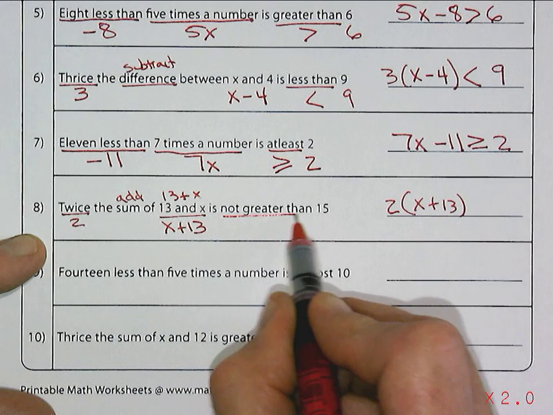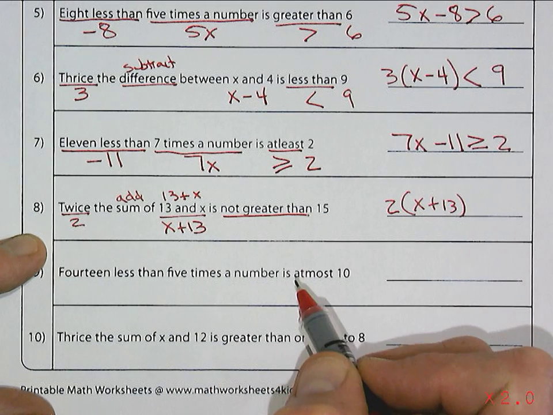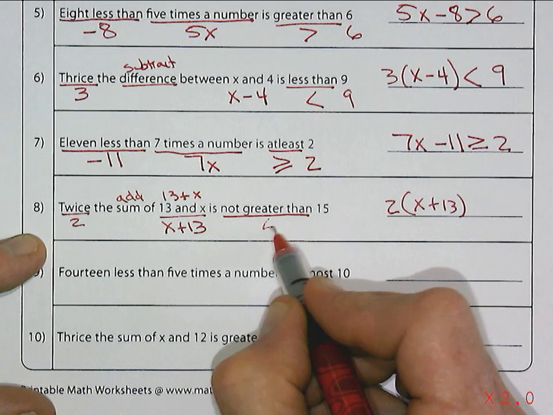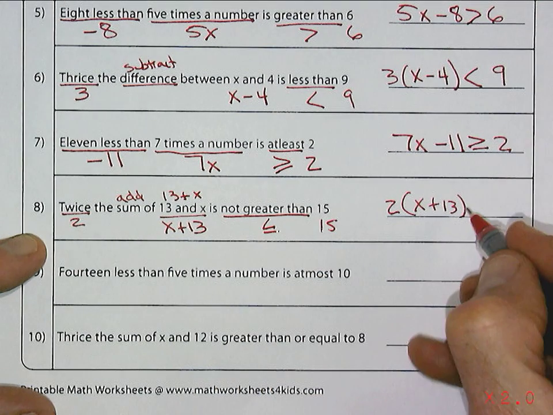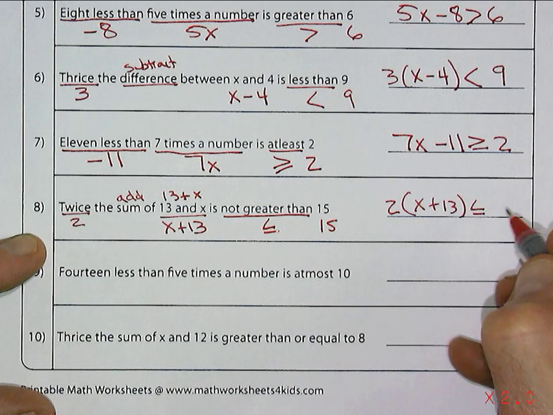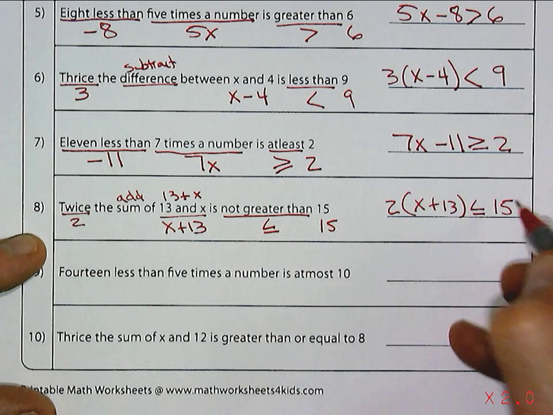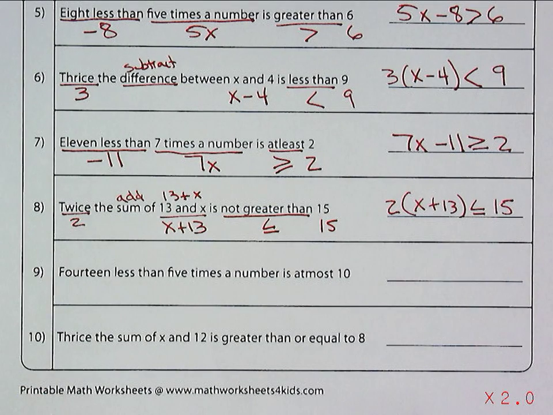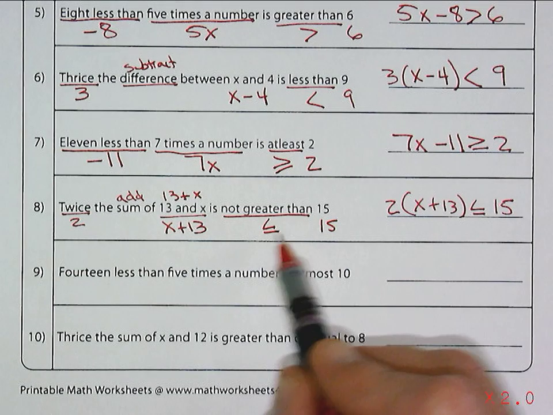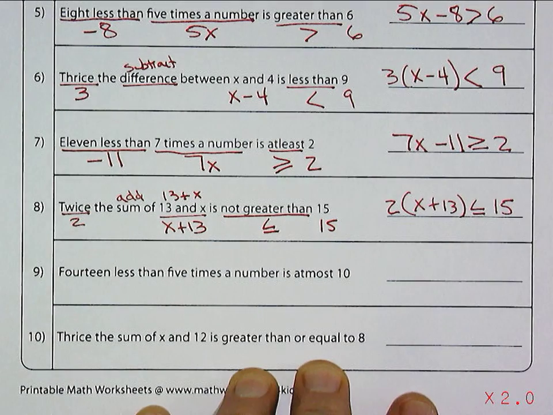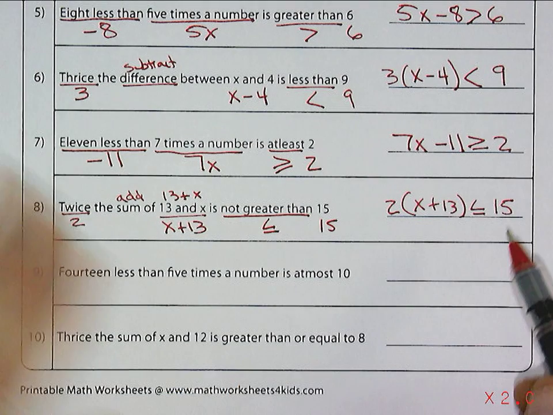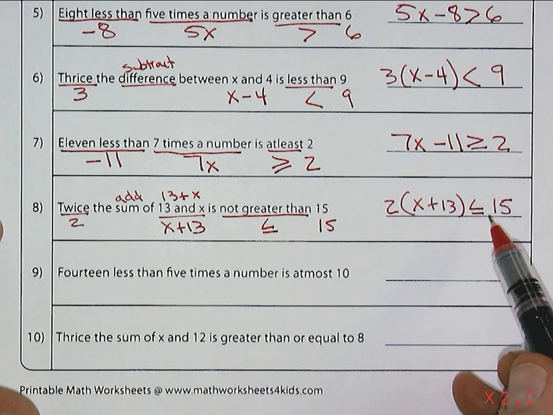Is not greater than. So that means it's less than or equal to 15. So we've got that, which is less than or equal to 15. And I know it's the equal to symbol in there because not greater than includes 15. 15 is not greater than 15. So that's why the equal sign is in there as well.